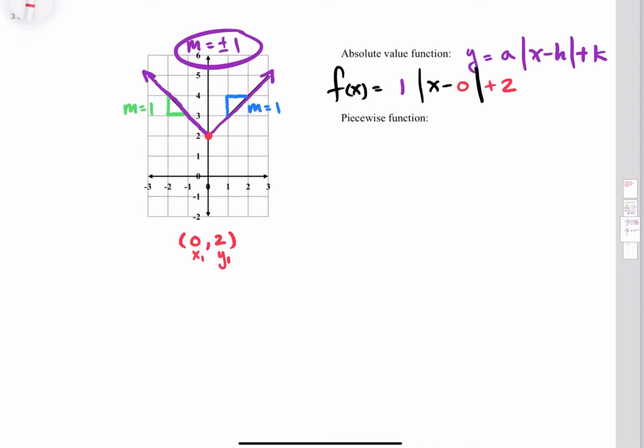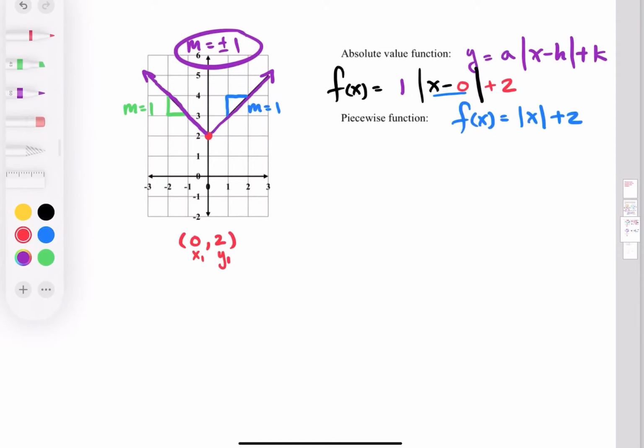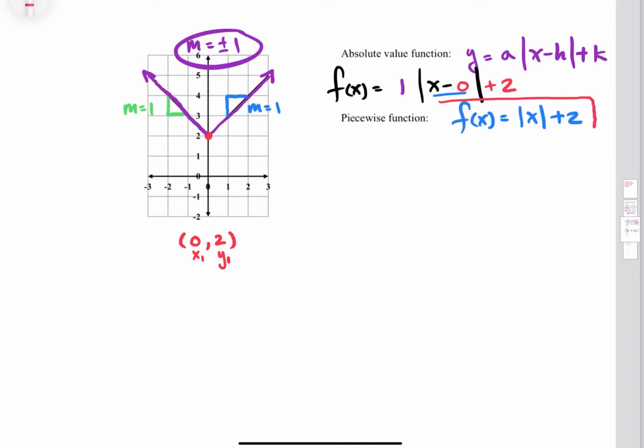So here we have 1 times the absolute value of x minus 0 plus 2. Now, if we were to simplify this, because your teacher will probably ask you to simplify your functions, we just need to solve this really quickly. So if I wrote this out as f of x, and this is still our absolute value, we're going to treat the absolute value like parentheses. So x minus 0 is x. The absolute value of x is still just the absolute value of x times 1. So that's still absolute value of x. And then we have that plus 2 on the outside. So this is what it looks like in simplest form. Okay, so here's our absolute value function.